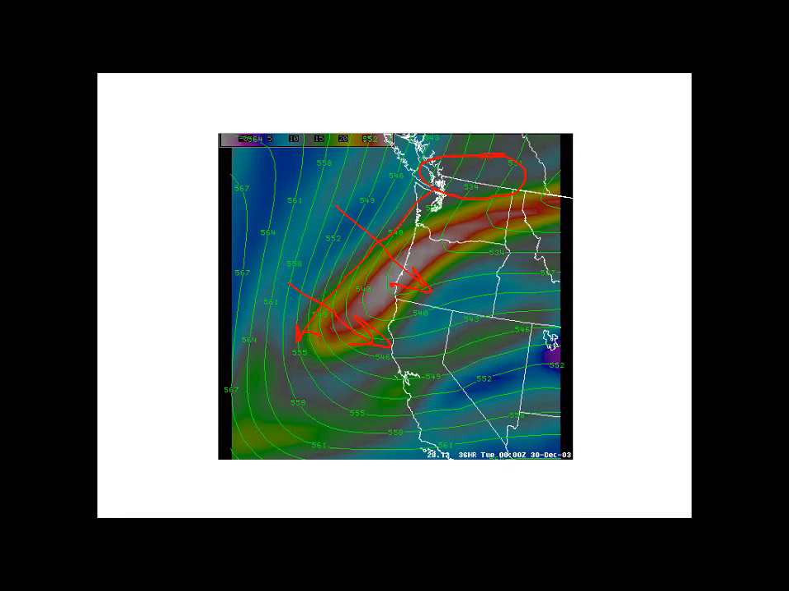The vort max, as it moves south from Washington, does intensify and will probably play a more dominant role in amplifying the trough and in modifying the weather over the next 24 to 36 hours.